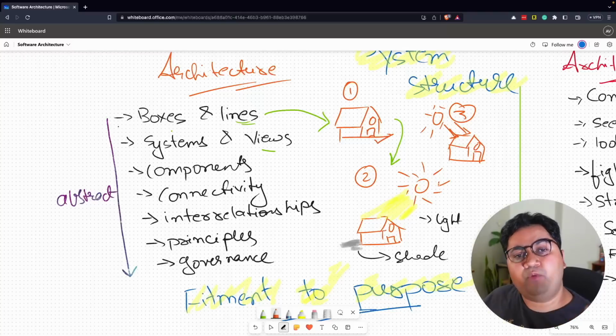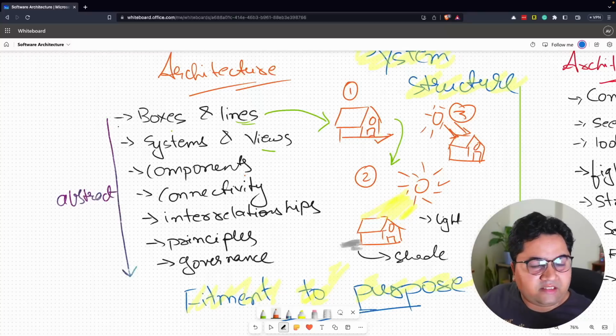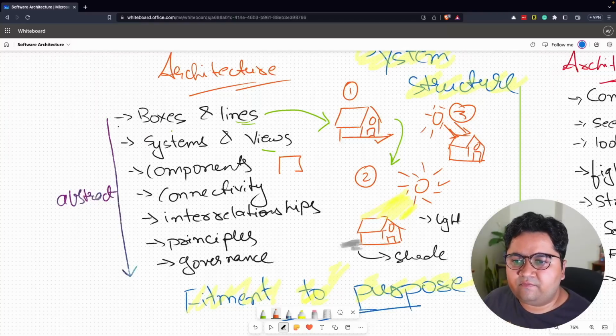Which is a component in the whole overall schema of things. There's also connectivity. While light cannot be thought of as a connective medium, in general in system and software systems we talk of connectivity, right? Now there are two kinds of connectivity.